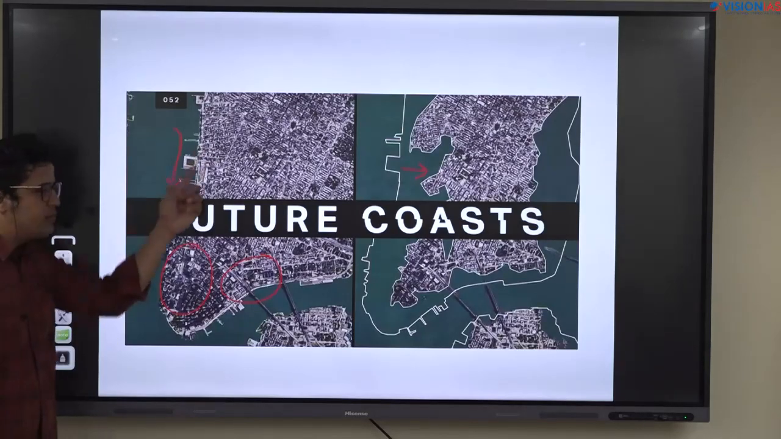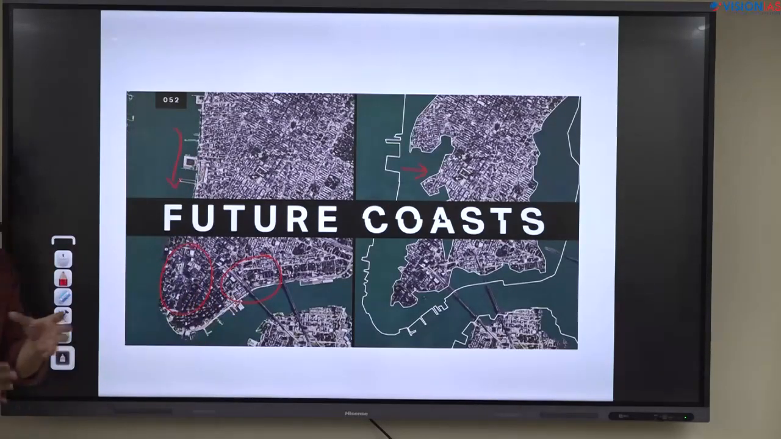Otherwise, where will these people go? They have to leave their home, they have to leave all the work which they were doing, and they have to shift somewhere else. This is the real-time threat that coastal areas of India are facing. Any coastal city that you see, not just of India, of the world, is facing this threat.